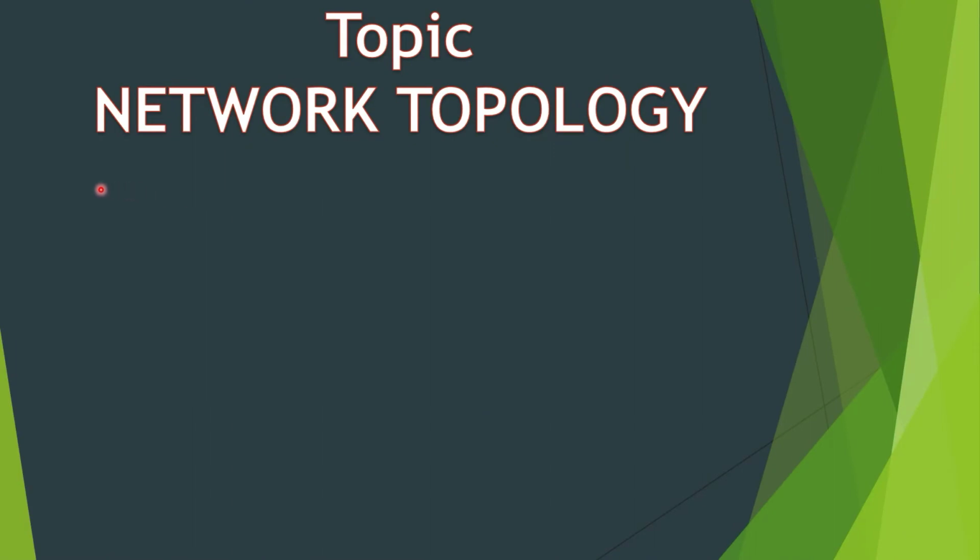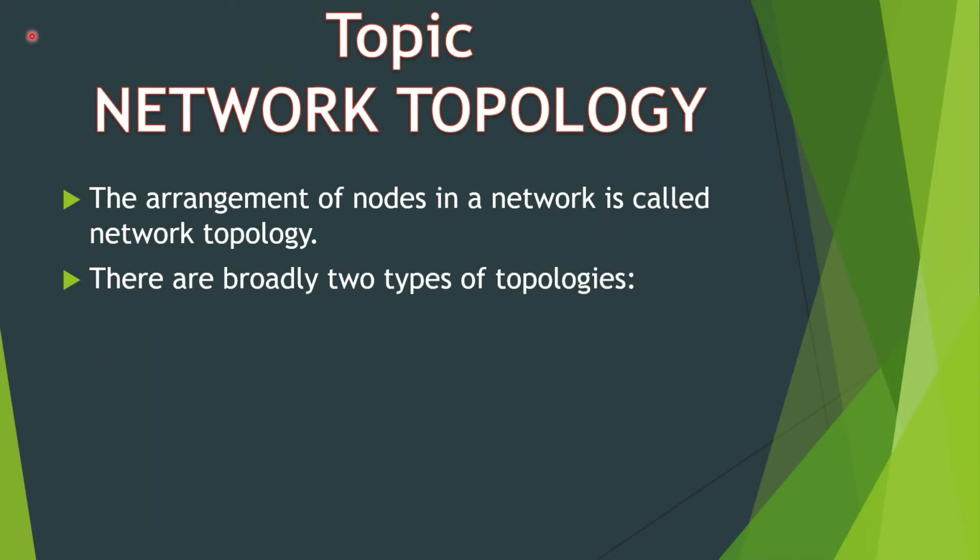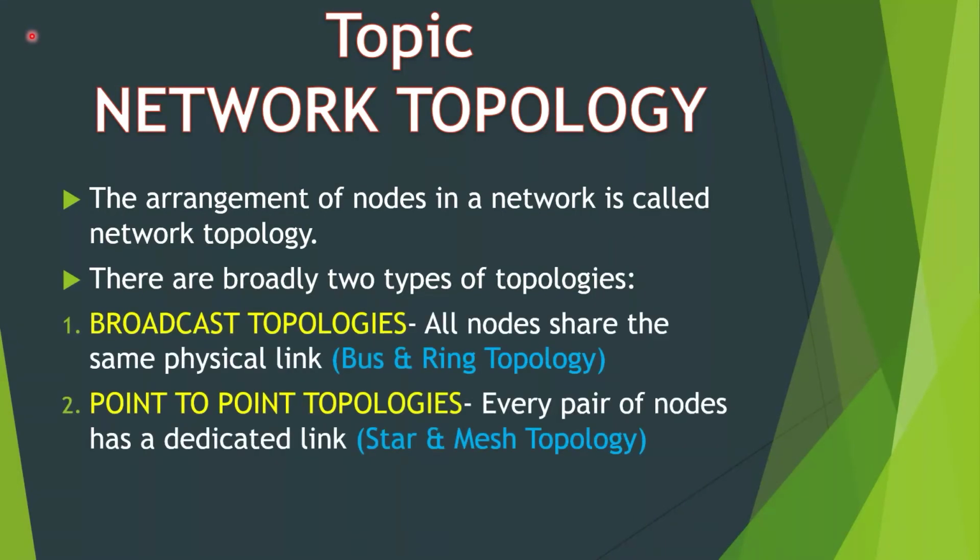Now our next topic is network topology. What is a network topology? The arrangement of nodes in a network is called network topology. That means the way of connecting nodes with each other in a network is called network topology. There are broadly two types of topologies. First is broadcast topologies and second is point-to-point topologies. Let us understand what these are.